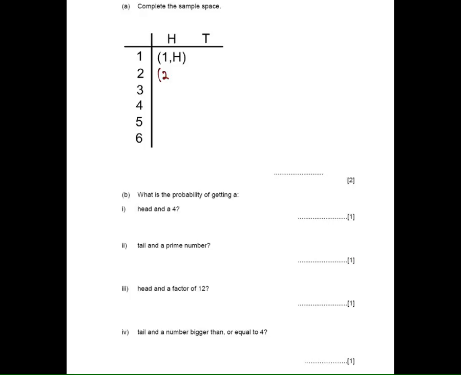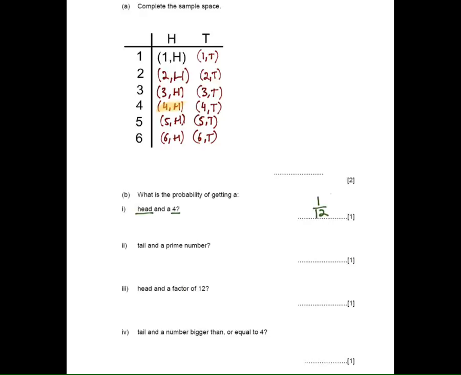Okay, sample space diagram. Everyone, I think, got the sample space diagram correct. It looks like this. And if we look at the questions, what is the probability of getting a head and a 4? Well, that happens just there, and it's 1 time out of a possible 12.